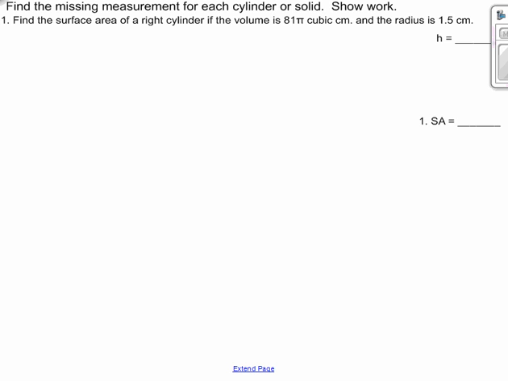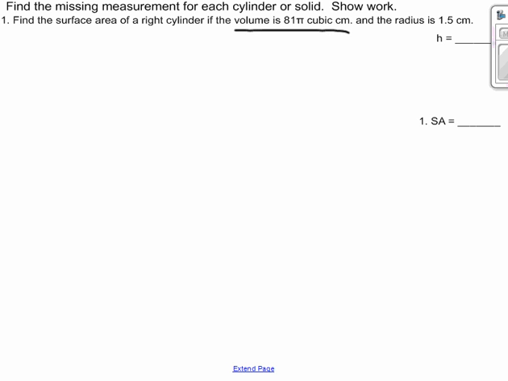Hey, let's do some algebra. So we need to find the missing measurement of each cylinder or solid. Show work. So this is intense. We've got to find the surface area of a right cylinder with a volume of 81 pi cubic centimeters and the radius is 1.5. Okay, so they give us volume.